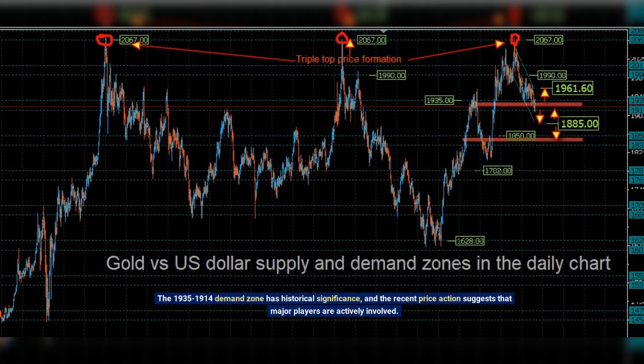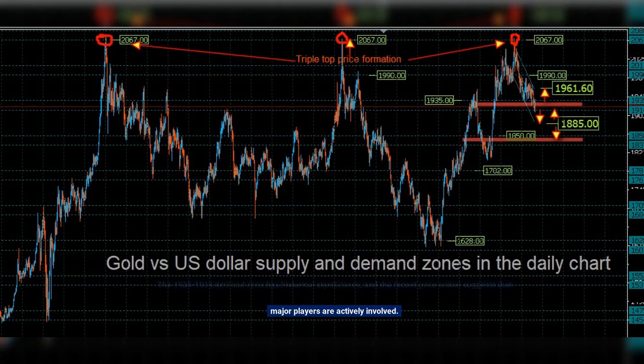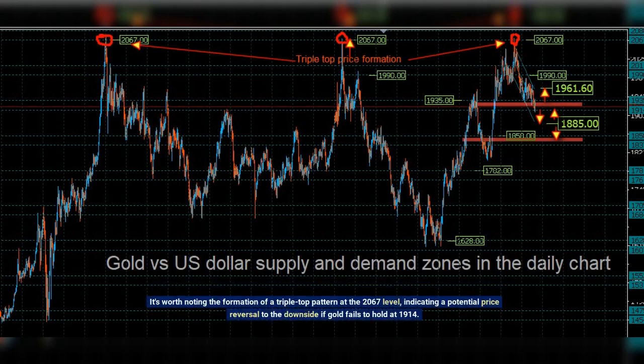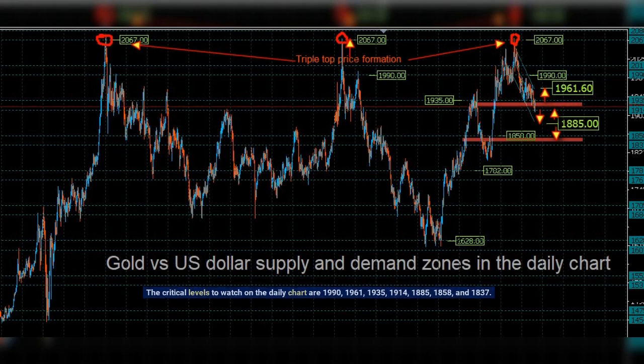The 1935 to 1914 demand zone has historical significance, and the recent price action suggests that major players are actively involved. The price of gold could either hold and bounce back up or continue its descent along the previous path. It's worth noting the formation of a triple top pattern at the 2067 level, indicating a potential price reversal to the downside if gold fails to hold at 1914. The critical levels to watch on the daily chart are 1990, 1961, 1935, 1914, 1885, 1858, and 1837.